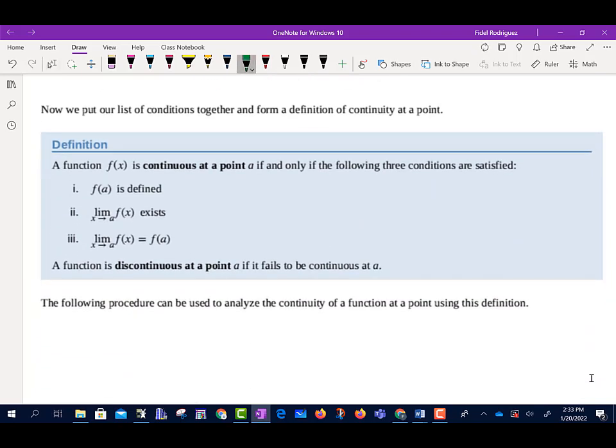Here's the formal definition. A function is continuous at a point a if and only if the following three conditions are satisfied. Number one, the function is defined at that particular value. Number two, the limit exists. Remember what it means for the limit to exist: the limit from the left has to exist, the limit from the right has to exist, and they have to be the same. Number three, the limit as x approaches a of f of x has to be the same as f evaluated at a. You need all three things for the function to be continuous at a particular point. It's discontinuous if it fails to be continuous, so if it doesn't meet any of those criteria, it's going to be discontinuous.